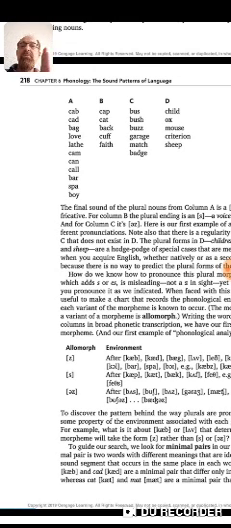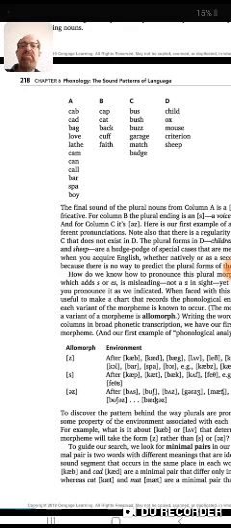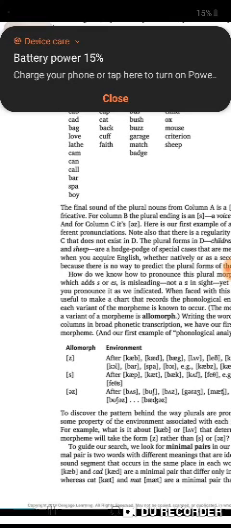Remember, in column B the pronunciation is different. Let's listen. Cap, caps. Cat, cats. Back, backs. Cough, coughs. And faith, faiths. Okay?